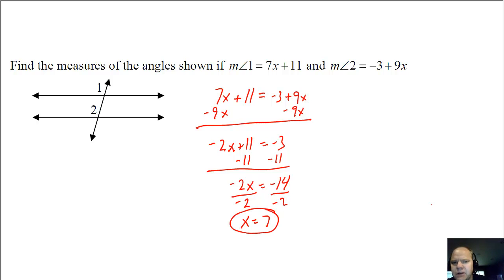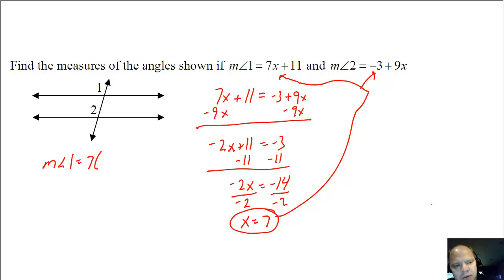And once again, that's not my answer. That's just the value of x. Now I've got to plug it into either this one or this one. It doesn't matter. Okay, so let's go ahead and I'm going to plug into angle 1. So the measure of angle 1 is equal to 7 times, instead of x, I'm going to put in 7 plus 11. Well, that's 7 times 7 is 49 plus 11, which is equal to 60. Therefore, the measure of angle 1 is 60 degrees.